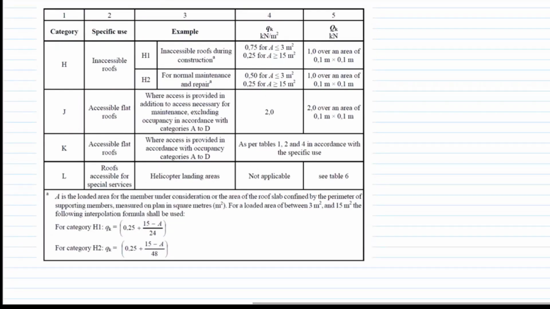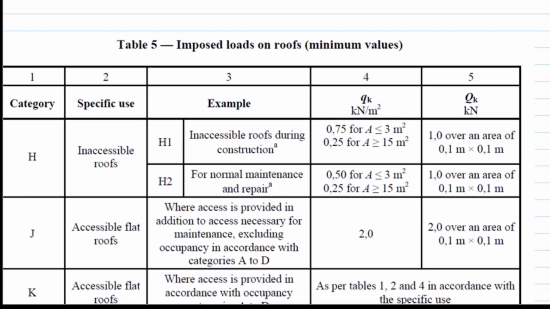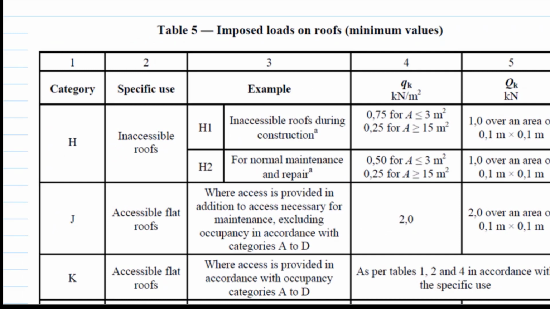table up here. From table 5, and here's an inaccessible roof, and then we're going to use it either for normal operations or during maintenance and repair, and then we end up with 0.25 kPa. We could also have a point load of 1 kilonewton over a small area, but since what we're designing is much greater than the small area, so you can see this is for over 0.1 by 0.1, but if you take 0.25 kPa multiplied by the area we're dealing with, you end up with a much higher total load than if you consider the point load on its own.